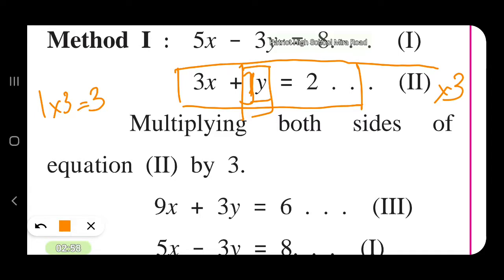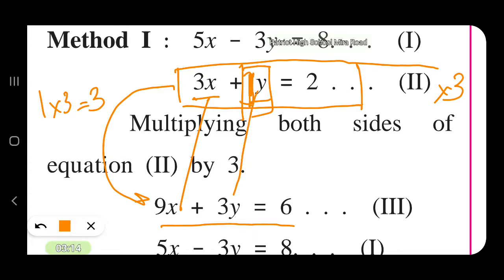If we multiply the whole equation by 3, the result will be 9x plus 3y is equal to 6. 3 3s are 9, 9x. 3 1s are 3, 3y. 2 3s are 6. So we get the third equation. We write it as equation number 3.